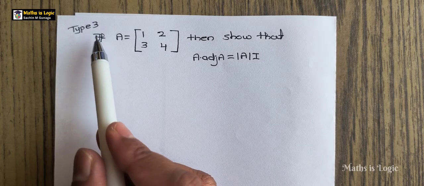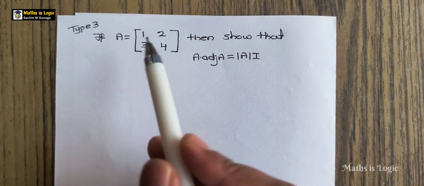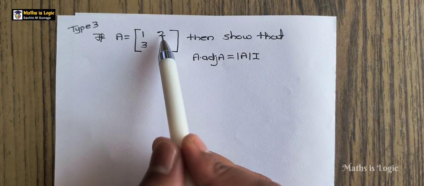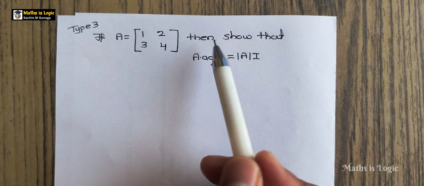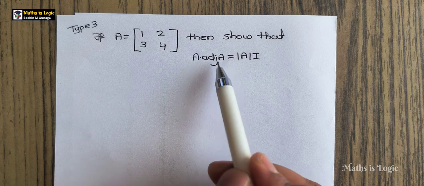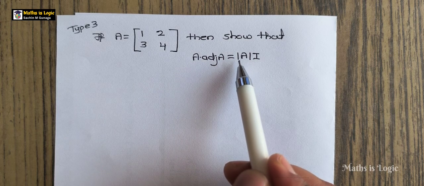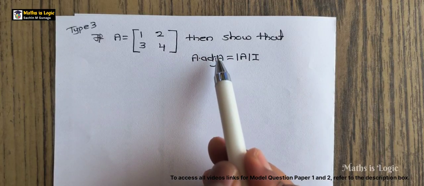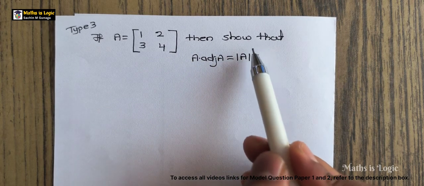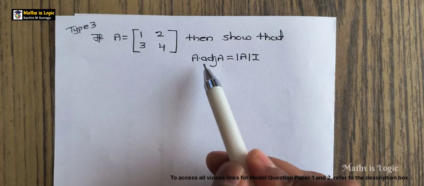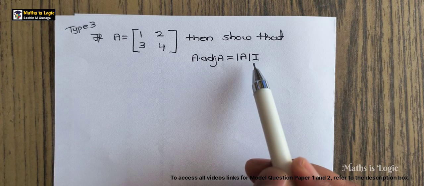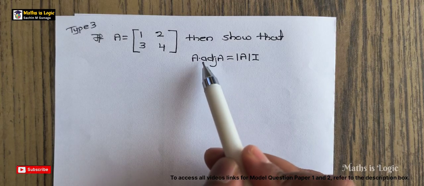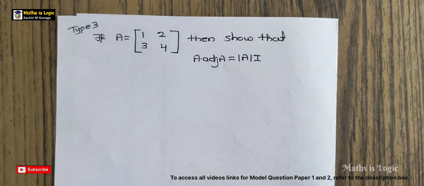Type number 3. In type 3, how will they ask the question? In adjoint of a matrix, they will give a matrix A equal to [1, 2; 3, 4]. Then you need to show A into adjoint of A is equal to determinant of A into I. It means the left-hand side we first need to solve, then solve the right-hand side. After that compare the left-hand side value with the right-hand side value. If both values are the same, then we write LHS is equal to RHS.